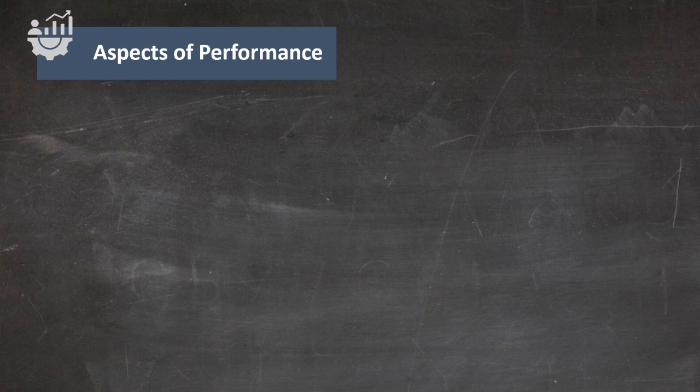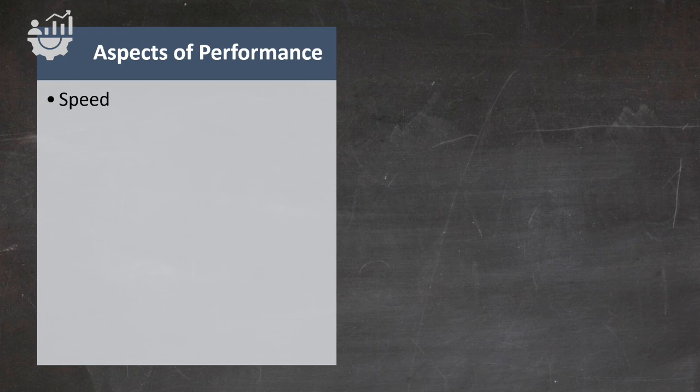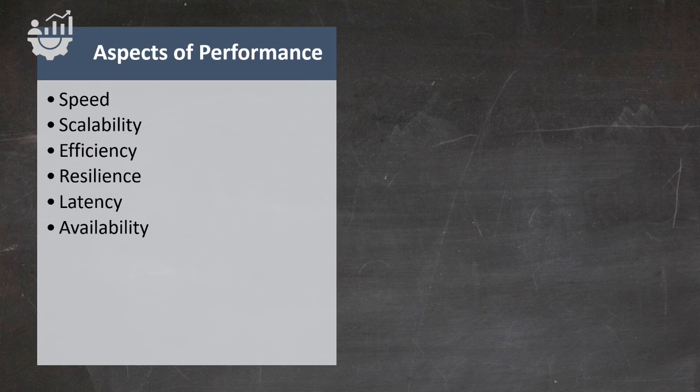Let's dive a little deeper into what performance means in the world of microservices and cloud computing. Performance has multiple facets: speed, scalability, efficiency, resilience, latency, and availability. Speed in microservices refers to how quickly individual services can process and respond to requests. It's a critical factor in user experience and overall system performance. Two important metrics to capture are the response time and the throughput. We'll talk more about them shortly.